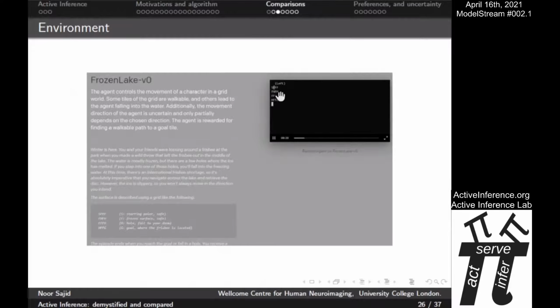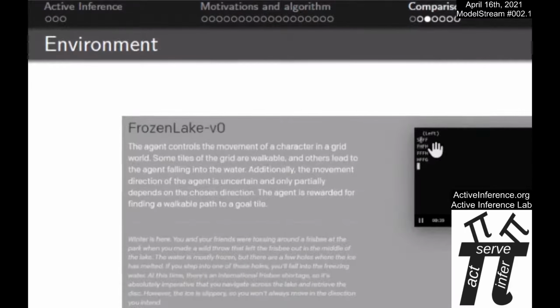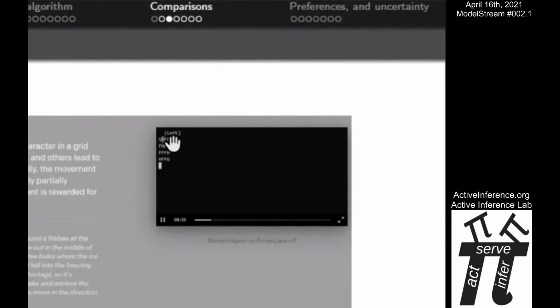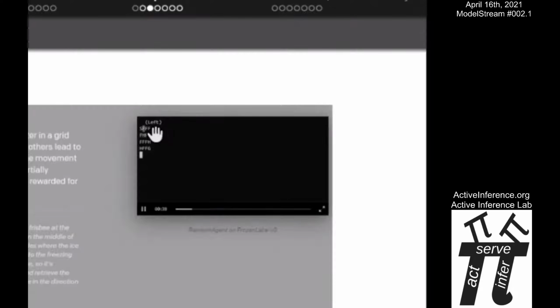So again, I don't think I can differentiate because I'm just moving my mouse. I'm zooming in. They can see it. Oh, yeah, perfect.